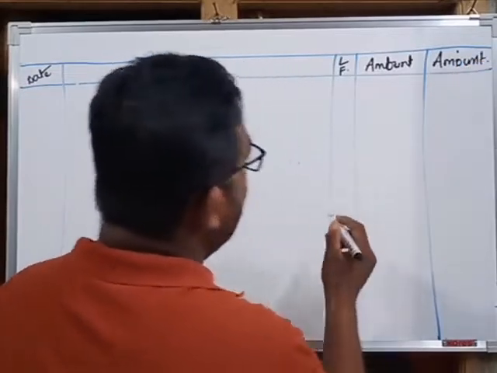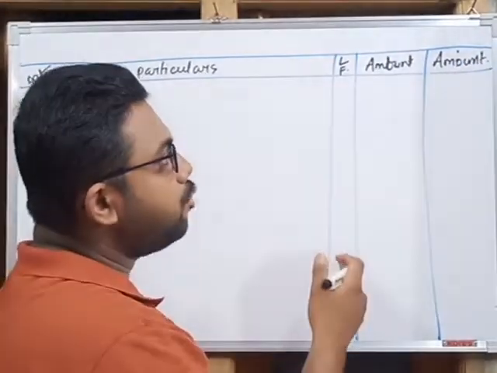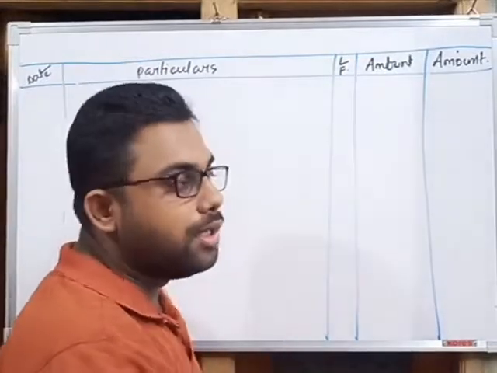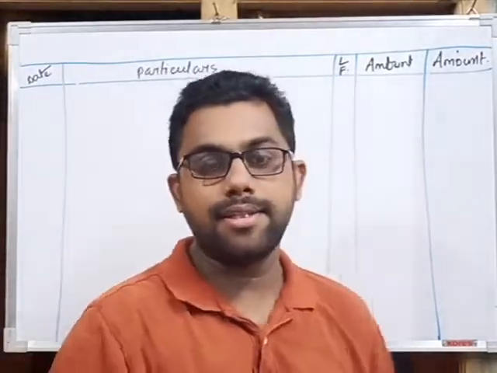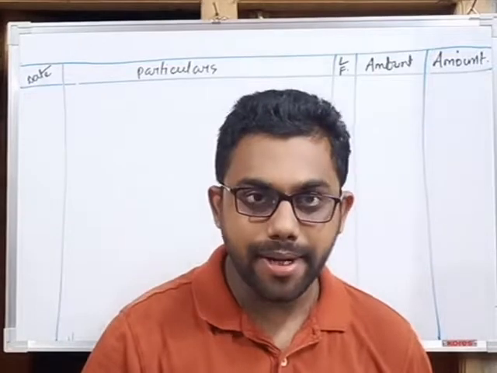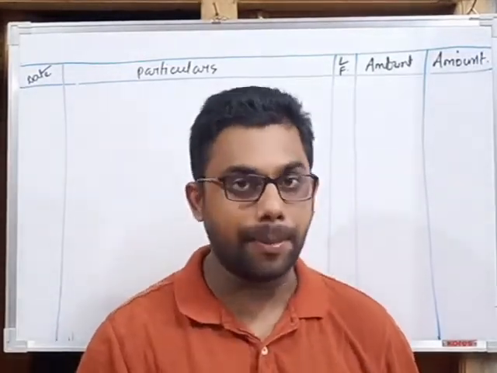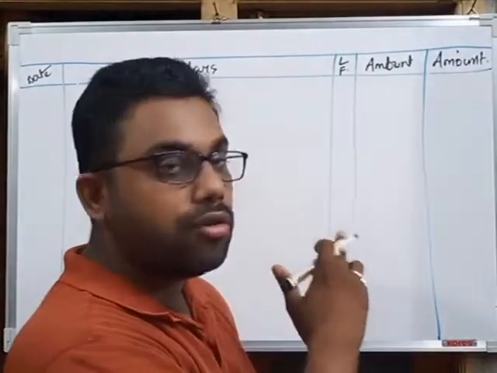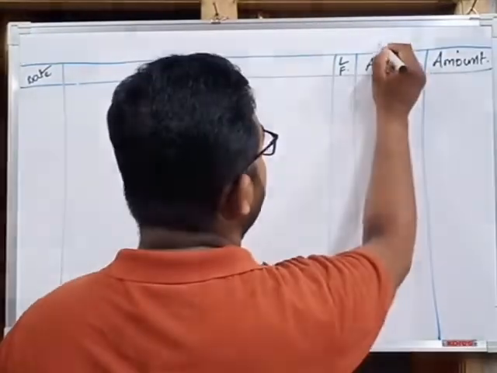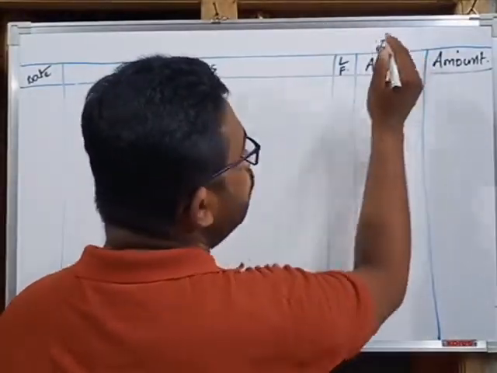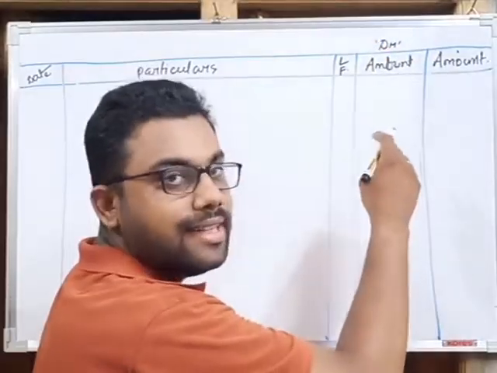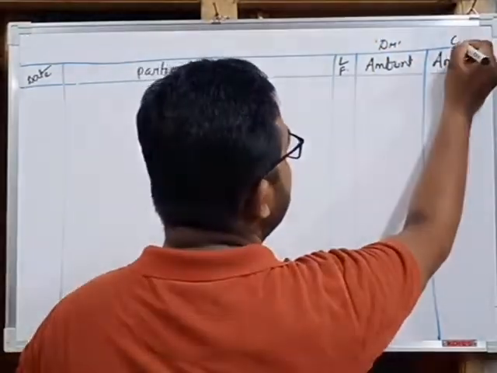Okay, so now you can ask why two amount columns. From every transaction we have to identify two aspects: one is debited and another is credited, but the amount is the same. So one is the debit amount column and another is the credit amount column. Debit is short for DR and the short form of credit is CR.